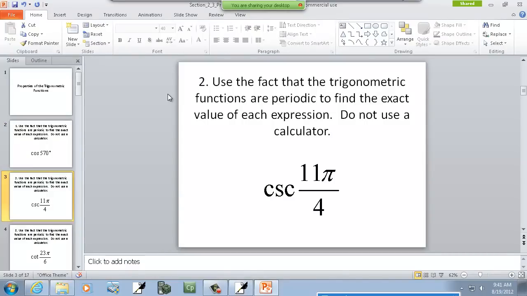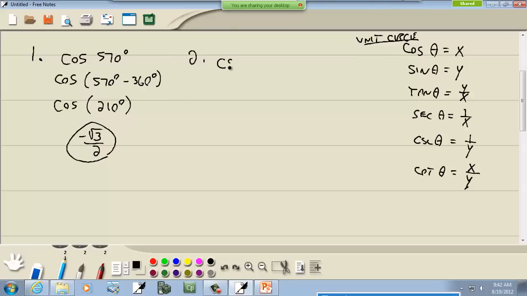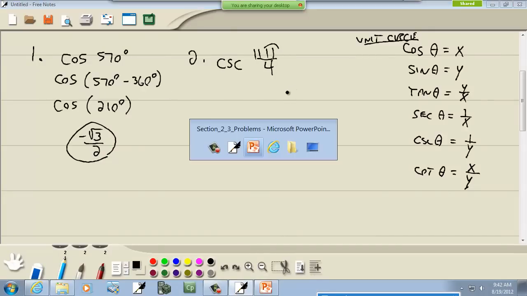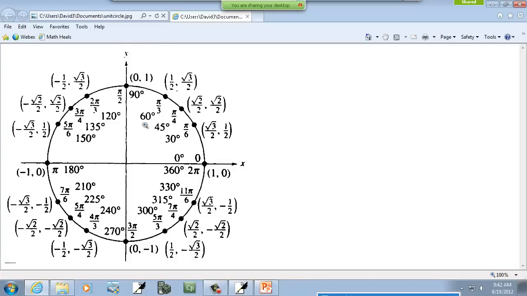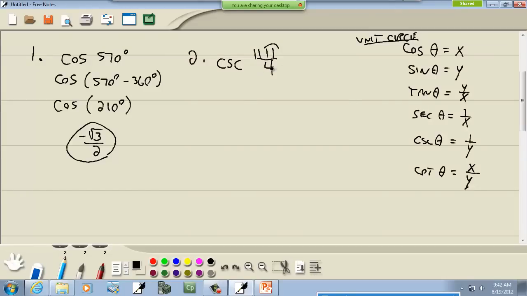Let's take a look at our next problem. Cosecant 11 pi over 4. If I look on my unit circle, there is no 11 pi over 4. Looks like the highest denominator with 4 is 7 pi over 4. But cosecant is periodic, we said, so we can subtract 2 pi.